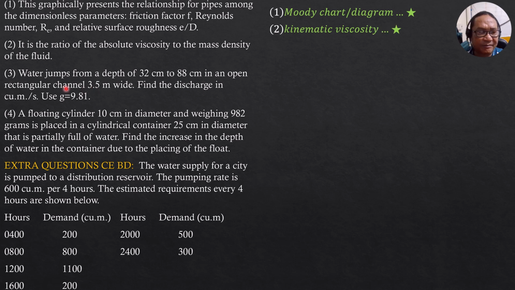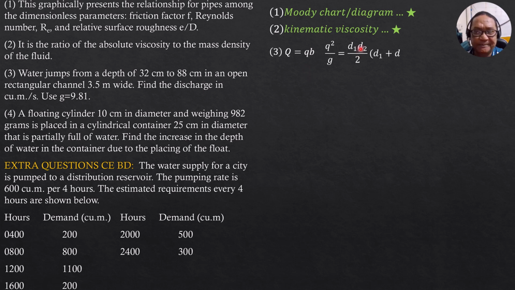And third, water jumps from a depth of 32 centimeters to 88 centimeters in an open rectangular channel 3.5 meters wide. So find the discharge in cubic meters per second. Discharge capital Q equals small q times B, where B is 3.5. Of course, this small q can be calculated from the hydraulic jump formula. Small q square over g equals depth 1 times depth 2 over 2 quantity depth 1 plus depth 2.